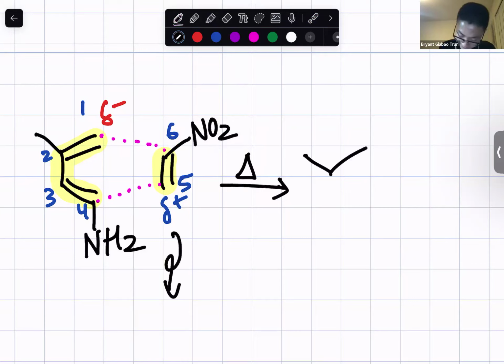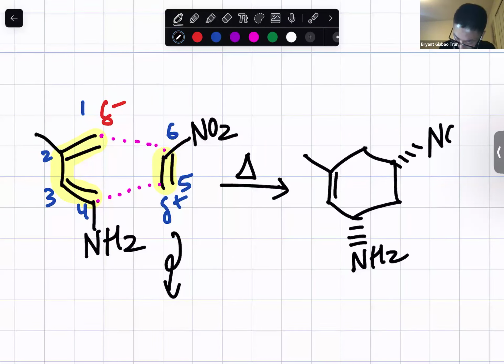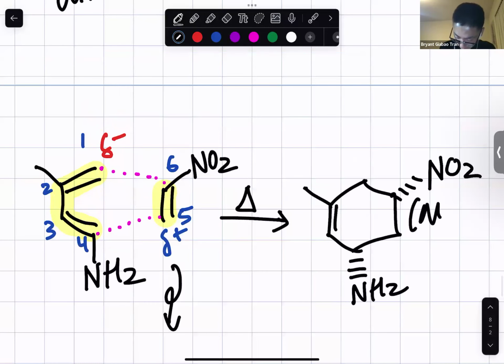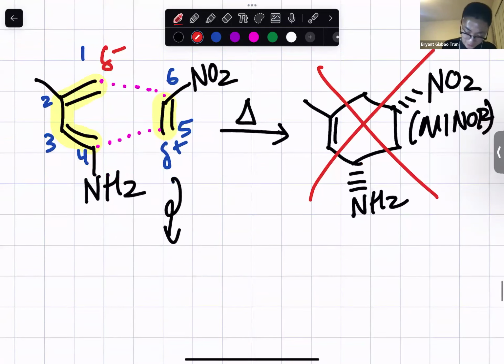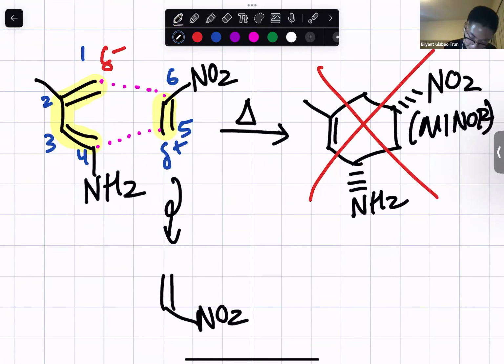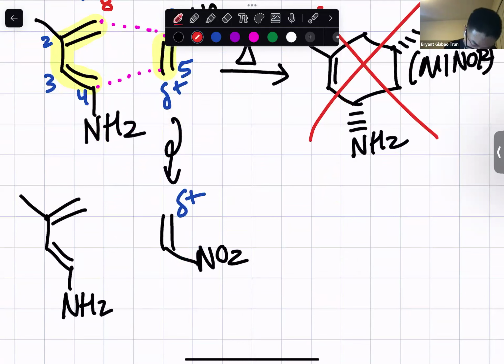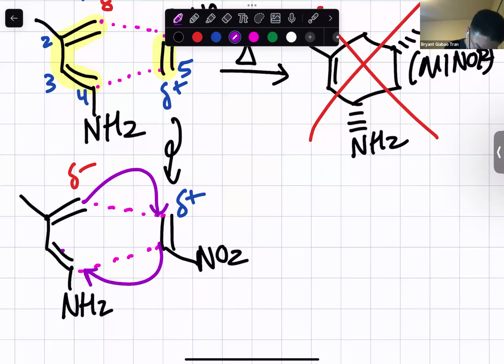If you went straight for the product right away, like this, let's say NH2, and this is NO2, this is going to be a minor product, right? We don't want that because the charges did not align. So we would have to rotate that upside down, make the NO2 down here, where we see the partial positive charges now on top with the negative charge. And since now they do align, we can do the regular Diels-Alder with heat.